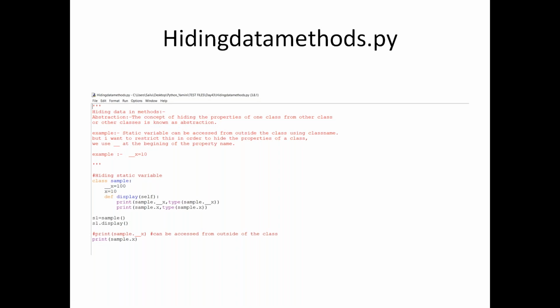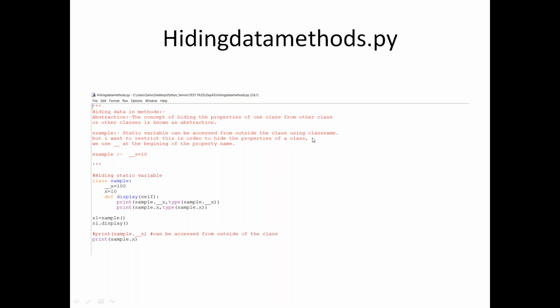So you are maintaining the properties in one class, and you are hiding those properties in that class and referring to that class from other classes. Now, for example, a static variable can be accessed from outside of the class using the class name. A static variable is created within the class and outside of the method, and you can access it outside of the class using class name dot static variable name. You can access it, but I want to restrict this in order to hide the properties of the class.